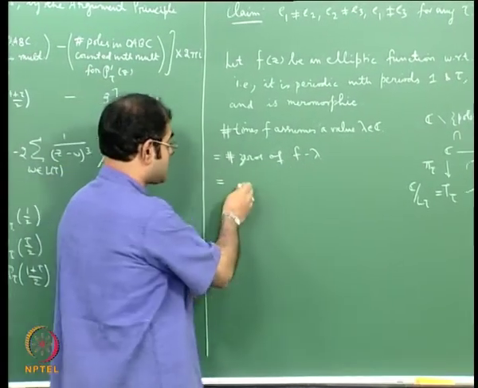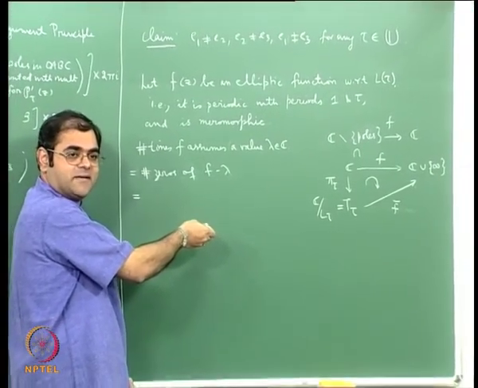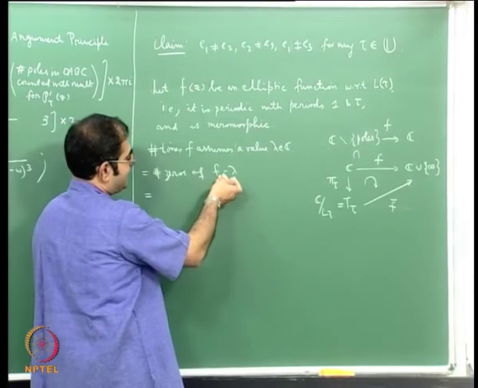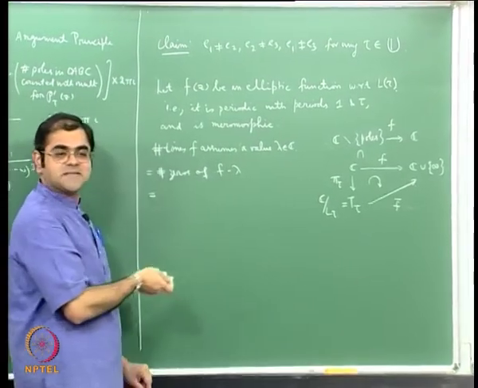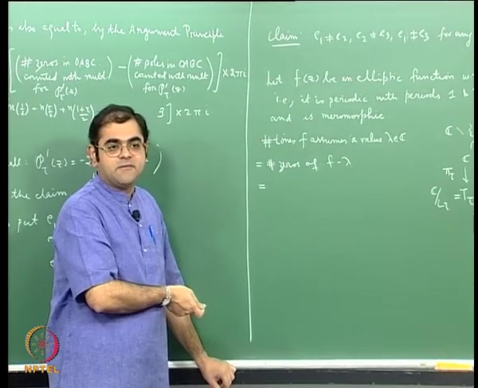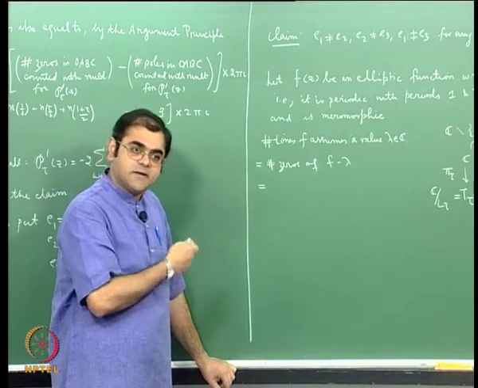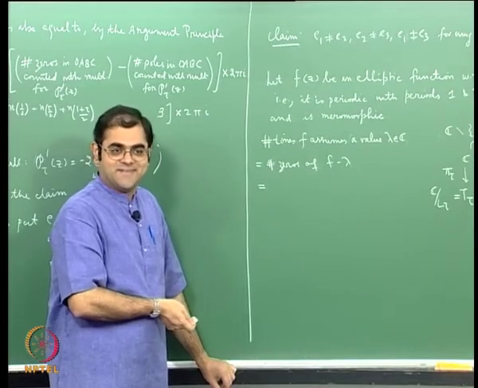I claim that this is also the number of poles of f minus lambda. That is because the number of zeros minus the number of poles will be given by integrating the derivative of f minus lambda divided by f minus lambda, which continues to be doubly periodic.